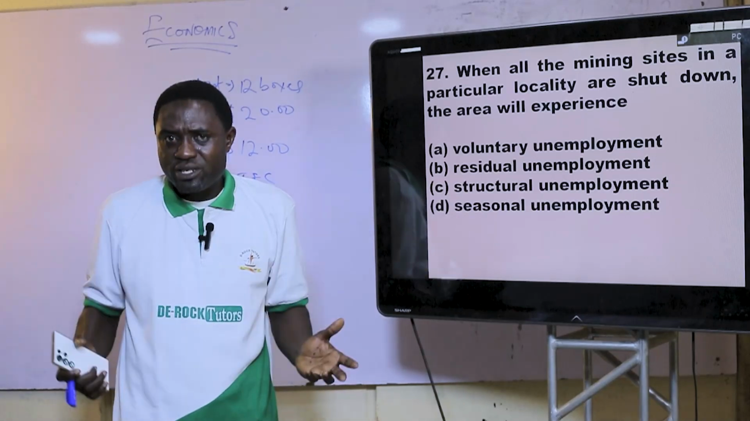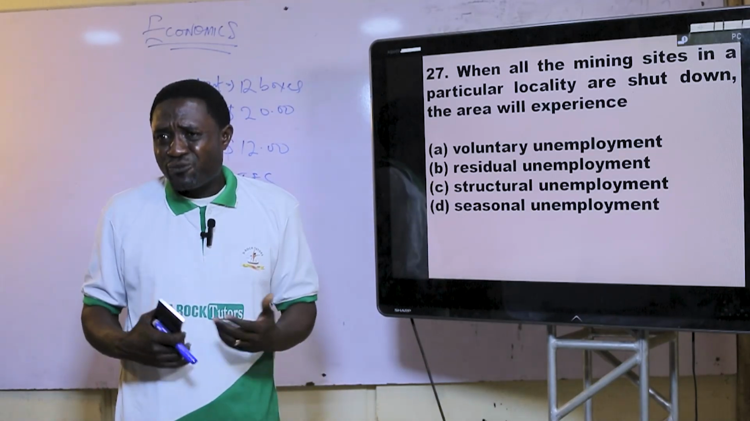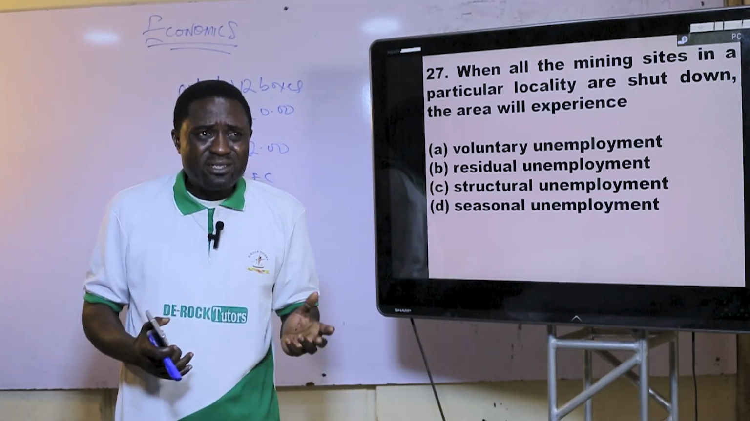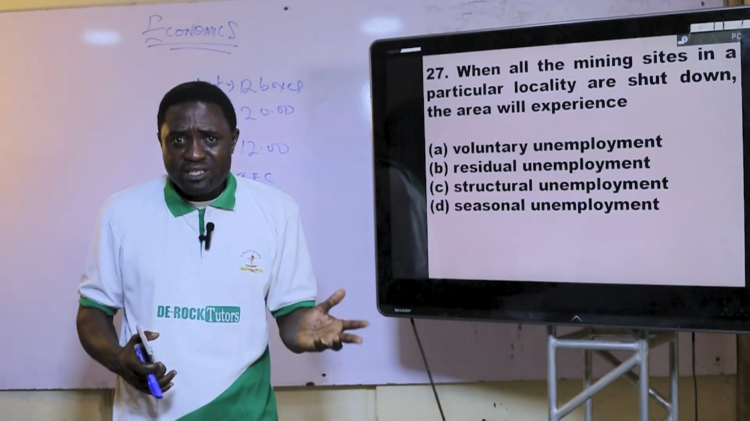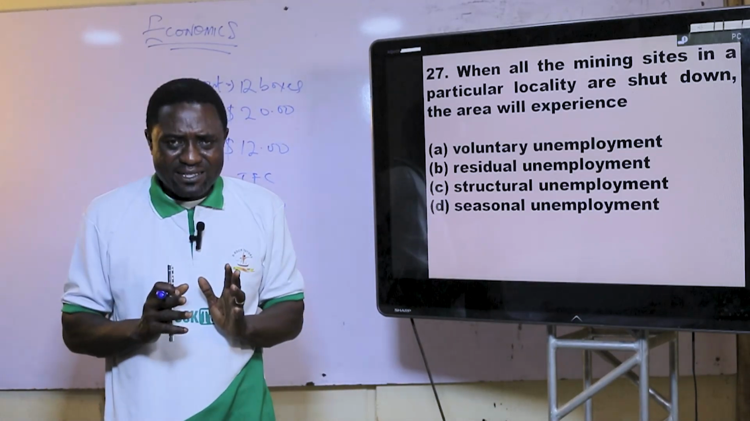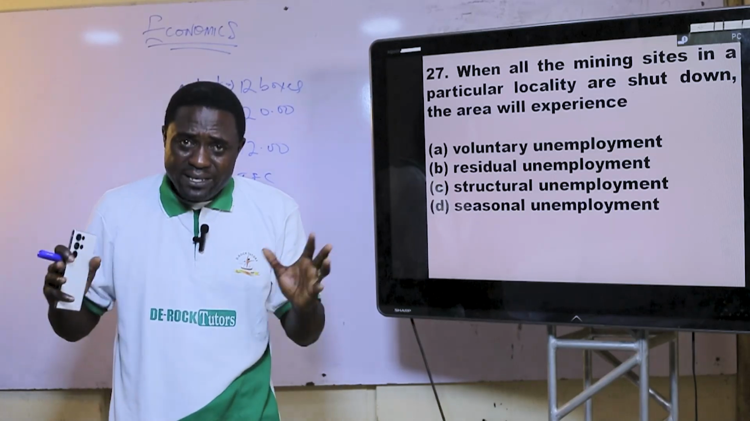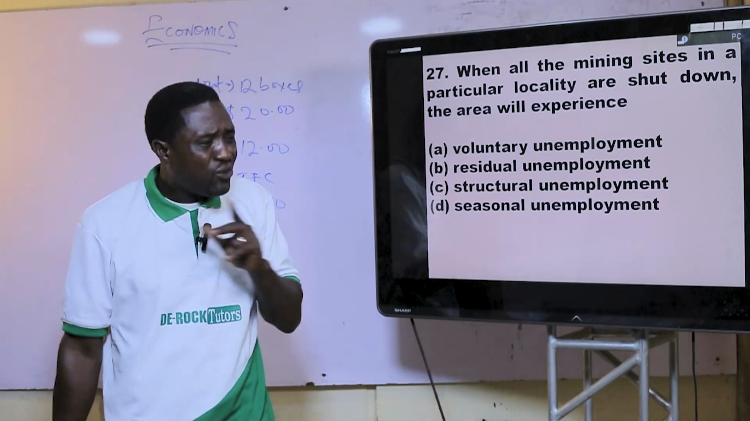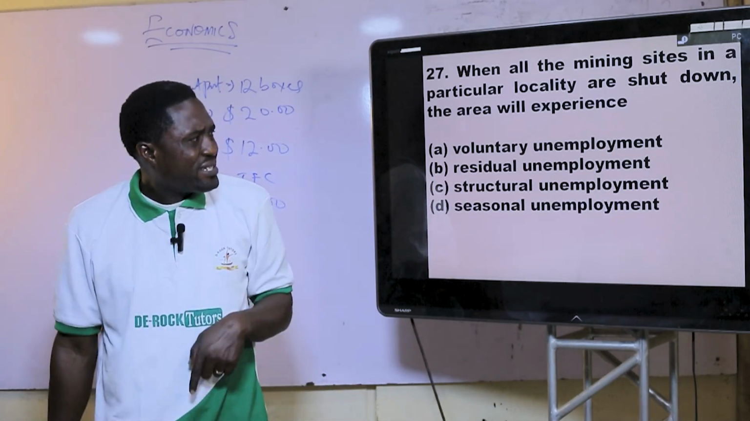It's not that you are not employed. You are employed, but you just felt you want to go and study, you want to go and do a master's or PhD. You can decide to stop your work and go and face that for things to actually be better in the long run. So that is voluntary unemployment.